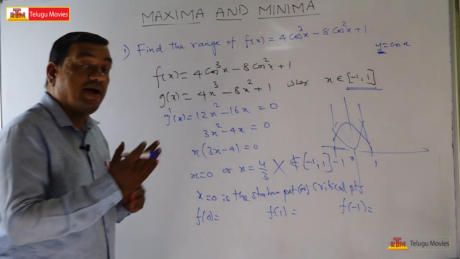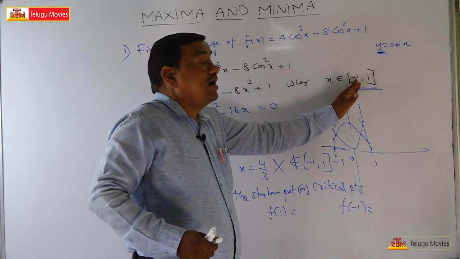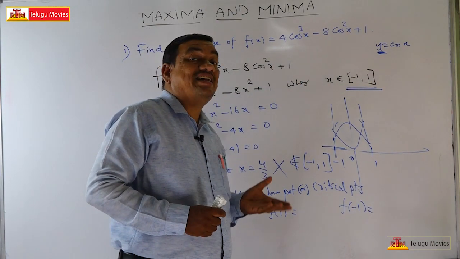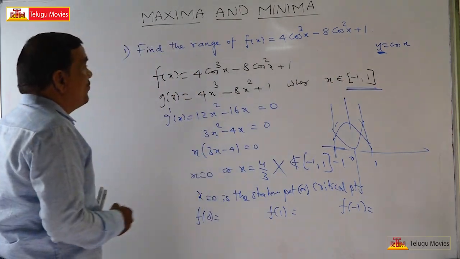So at 1 and minus 1 also we have to check. Why? Because there is a possibility of getting global maxima or global minima at minus 1 and 1 also. Why? Because it is a closed bracket. Okay. So what is f of 0?